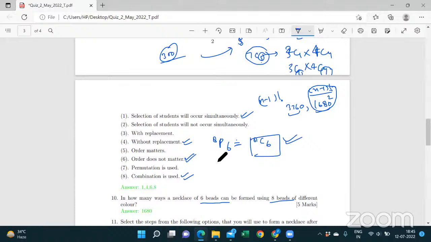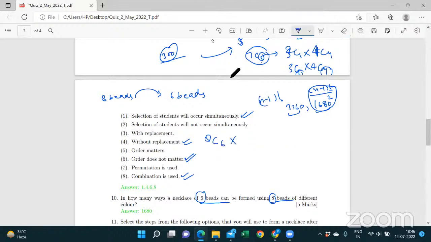So we will first choose 6 beads and then we will form the permutations of those 6. Yes, see, what is the question? We have to form the necklace of 6 beads using the 8 beads. So you have 8 beads in total, right? You have to choose 6 beads and then after that you have to form the necklace, right? So first, 8C6 and then I have to form.